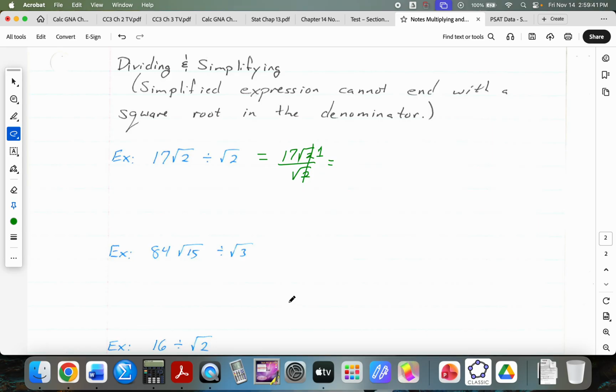A number divided by itself gives you 1. And 17 times 1 is just 17. You'll have some problems where you have to do this on your test. It'll be part of a bigger problem, but yeah.